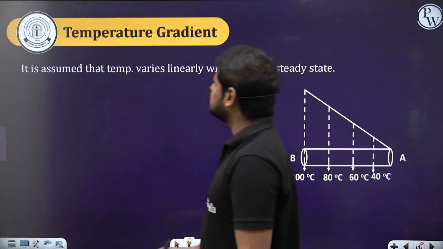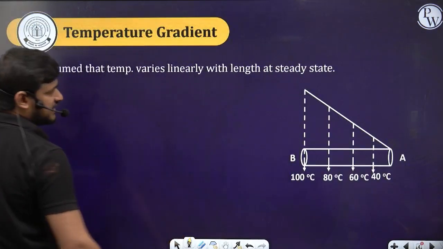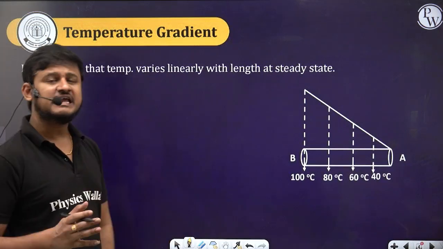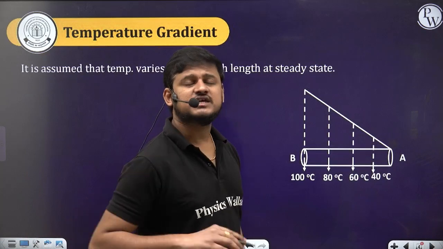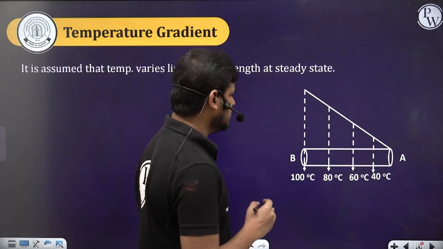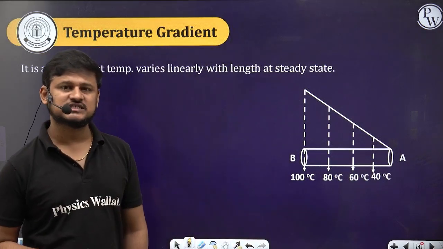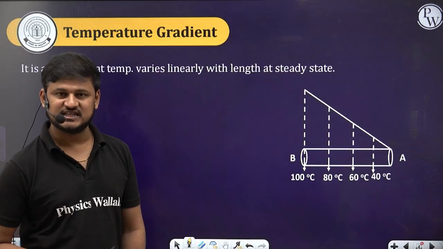So the next concept is the temperature gradient. See, in any metal rod, the heat current flows whenever there is a temperature difference, right? So what are steady state and variable state, we studied in the last session, right?